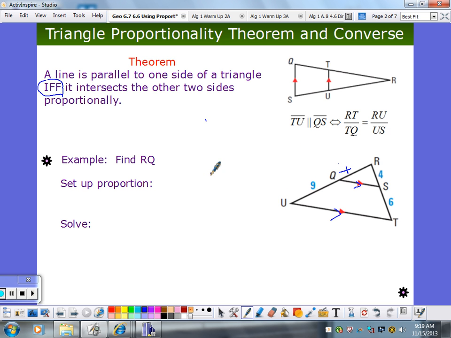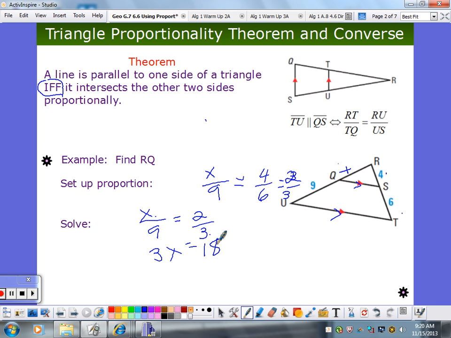So I just say this piece, the X to the 9 equals the 4 to the 6. So I have that proportion. And I can go ahead and solve this. You could go as is. I've been kind of liking to reduce them first. It just makes it a little bit easier. So x over 9 is 4 to the 6, which is 2 to the 3rd, or 2/3. So do cross product, 3x equals 9 times 2, which is 18. So x equals 6. Yeah? Questions on that? So that's just understanding where the proportion is.